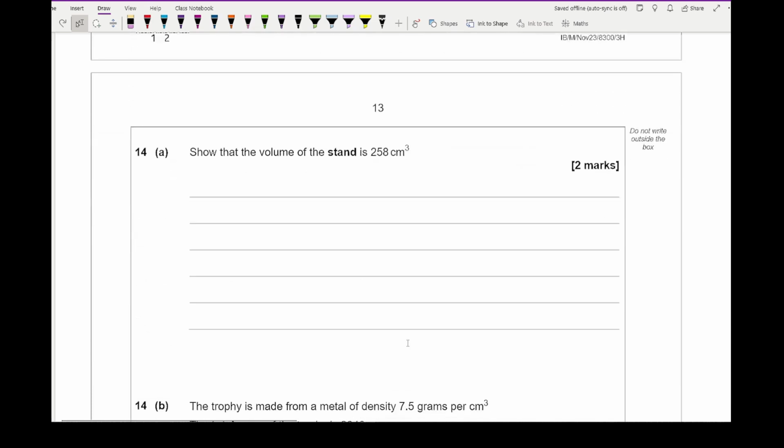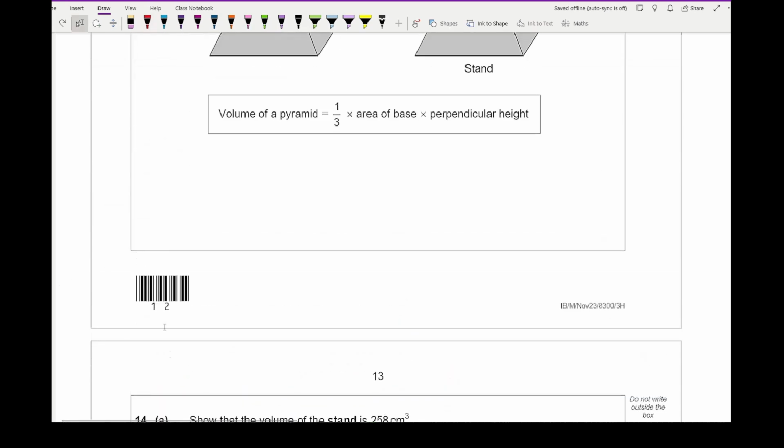And for question 14a, it says show that the volume of the stand is 258 centimeters cubed. Now, to work this out, what we need to do is first of all establish that the stand is equal to the big pyramid minus the small pyramid. Now, to work that out, all we need to do is use the formula that's given to us in that little box.